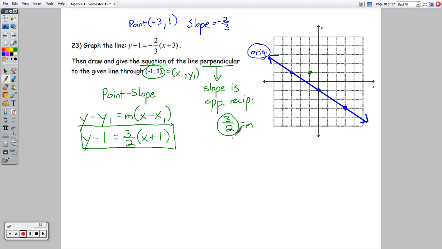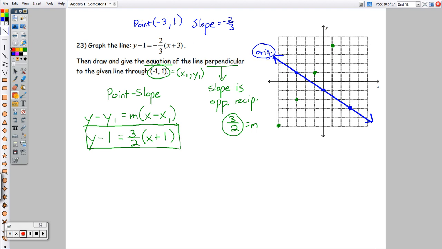And we want to make sure that the slope is the opposite reciprocal. So that was up 3, right 2. You could also go down 3 and left 2 would be the same thing, because negative 3 over negative 2 is the same thing as positive 3 over positive 2. So that pattern continues going down this way. Connect them with a line. I'll make mine green. And it looks like I'm good to go right there. So this would be the perpendicular line.